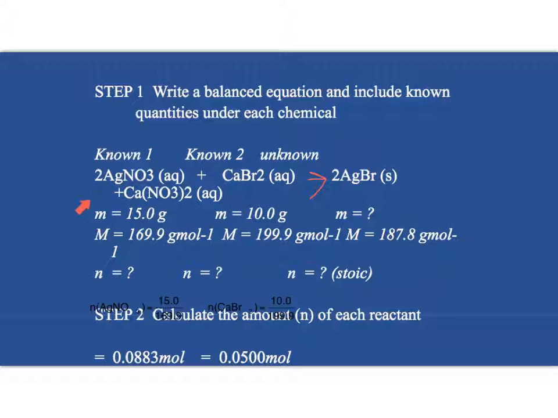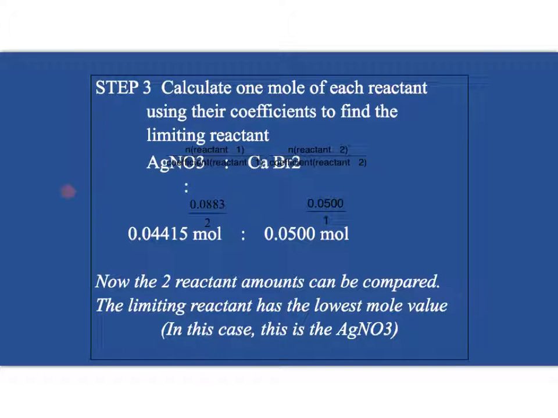And then, if you're given the masses and you can figure out the molar mass for each of them, that means that you can calculate the number of moles and then convert. So step 2 is calculate the number of moles for each. And then step 3, which just doesn't really work in this format, is calculate 1 mole of each reactant based on the coefficient. So if we were looking at AgNO3 and CaBr2, we know that we have 2 moles of this for every one of that. So therefore, the number of moles that you end up with, you'd have to double.